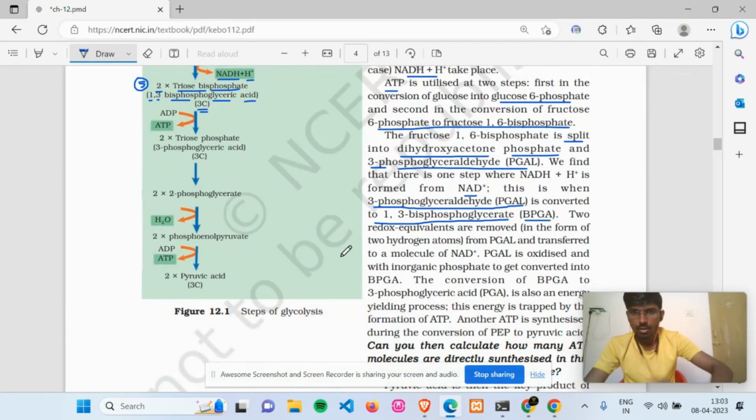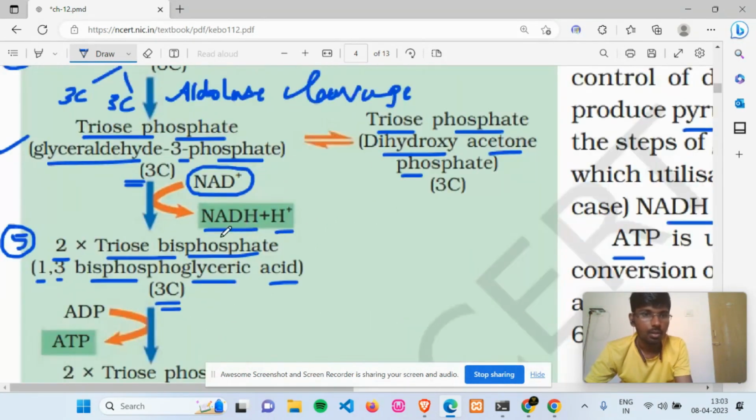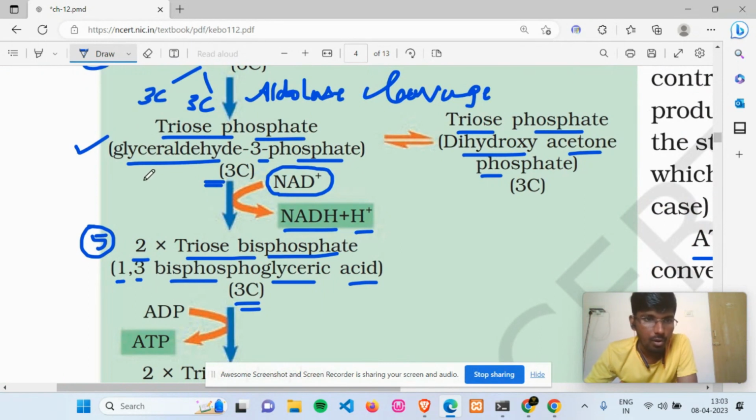Next, two redox equivalents are removed in the form of 2 hydrogen atoms from PGAL and transferred to a molecule of NAD+. The PGAL is oxidized, and with inorganic phosphate it gets converted into BPGA. So here 2 hydrogen atoms are removed and get attached to NAD+, and hence it forms 1,3 bisphosphoglyceric acid, BPGA.